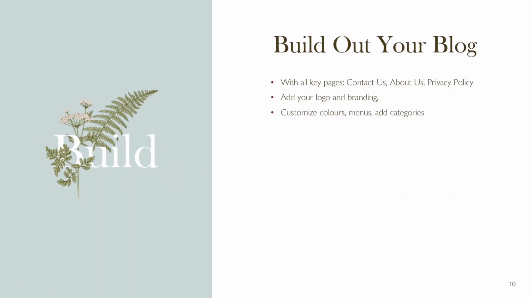Then once you've got your hosting, you've got your domain, you've got your theme, it's then just about building out your blog. So it's creating the contact us page, the about us page, privacy policy, disclosure, etc. Those key core pages that every website needs. You then just need to add your logo and your branding. You want to customize colors. You want to add and edit menus. You want to categorize your content. Those things here. But this is far beyond the scope of this video. But I'm just explaining to you this is one thing you will need to do once your blog is in place.